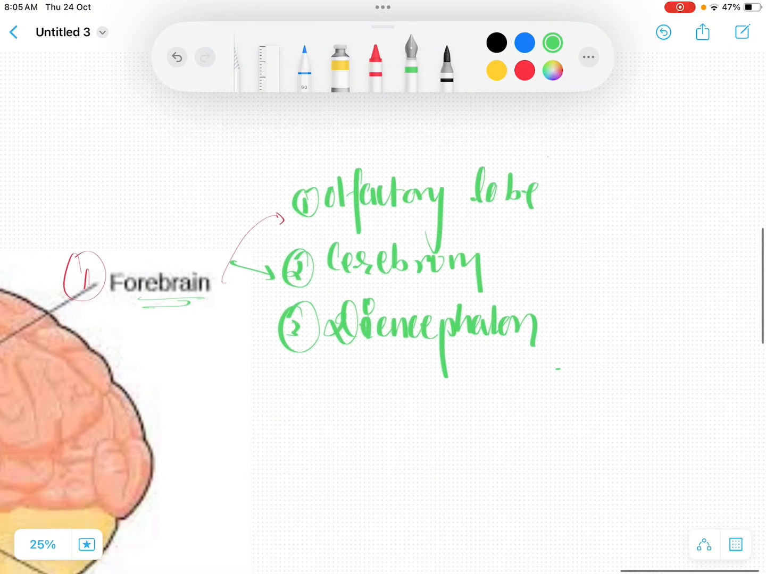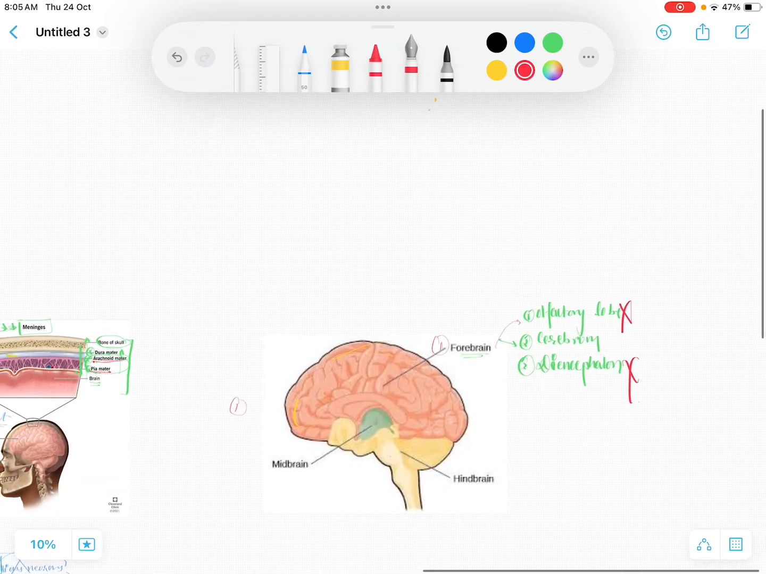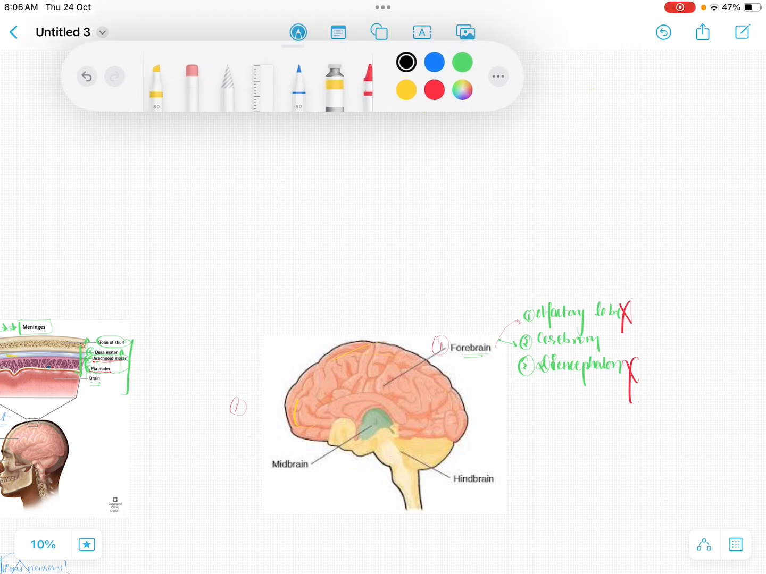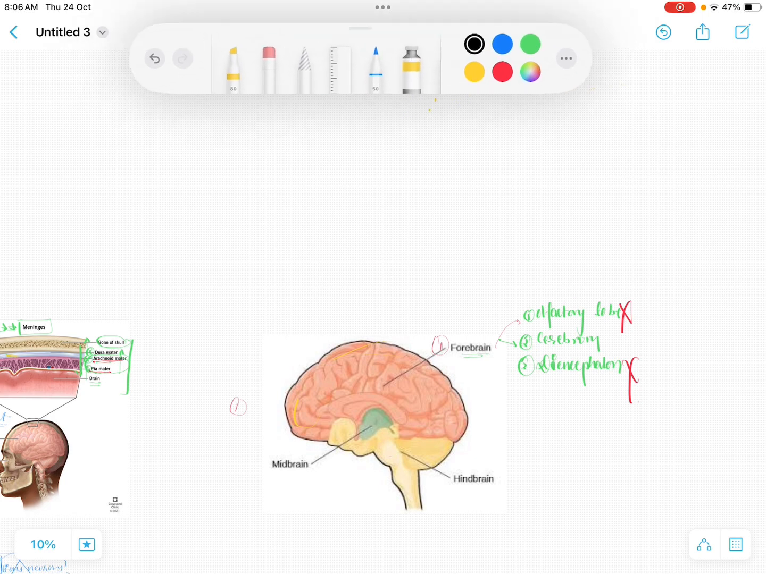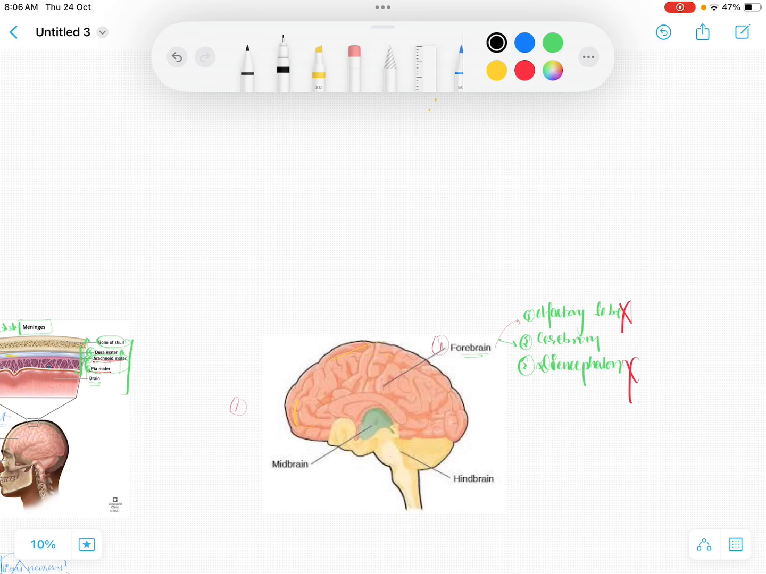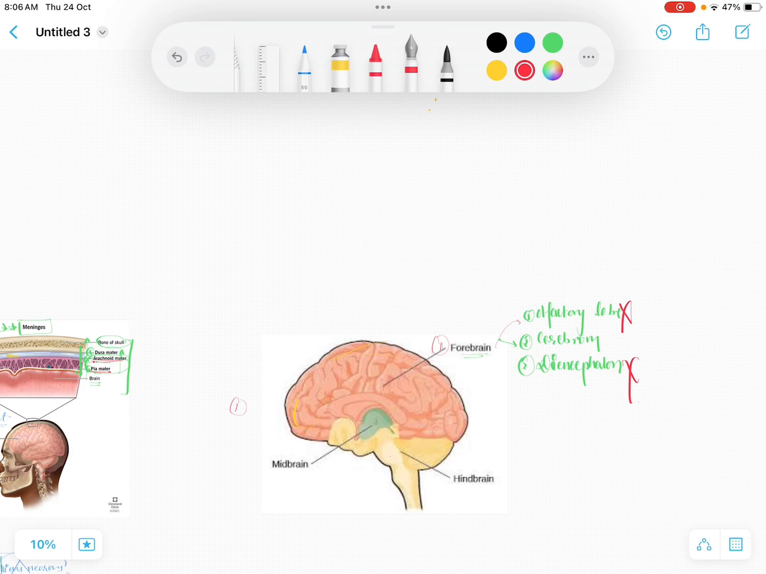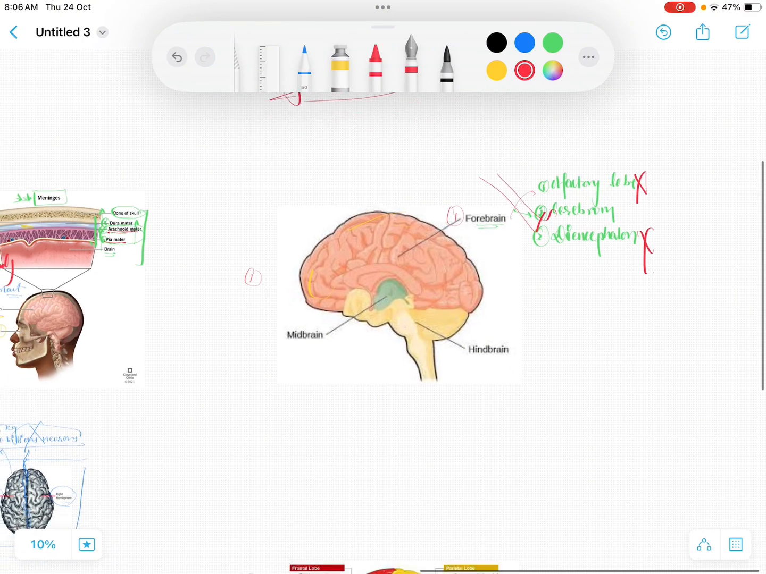We don't need to know anything about the olfactory lobe or diencephalon. What our syllabus needs is just the parts of the brain and their functions, okay? Only the functions are concerned in the examinations. If any question is framed, the probability is that it is from the functions of parts of the brain. So we are learning the functions of the different structures present in the brain, and we'll be learning the function of the cerebellum as well.